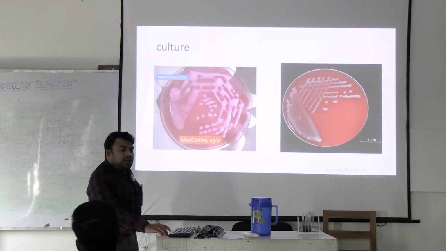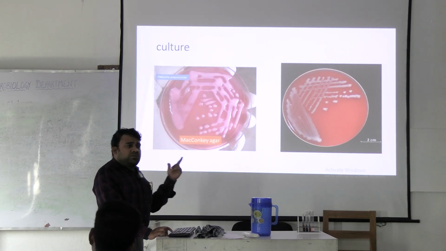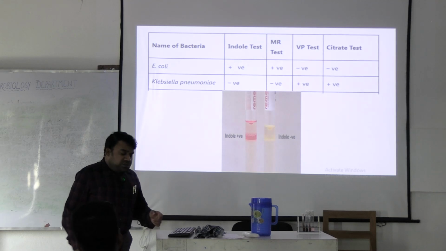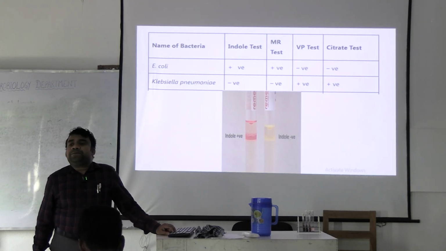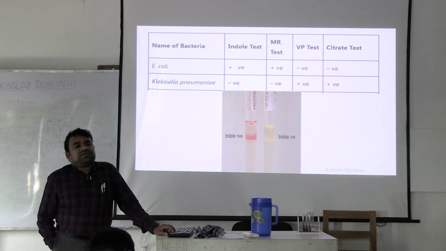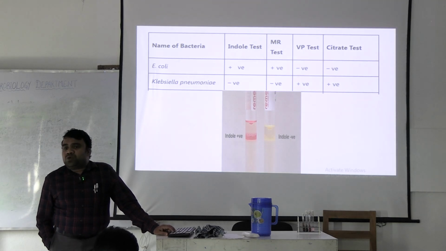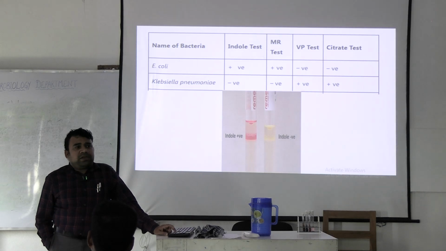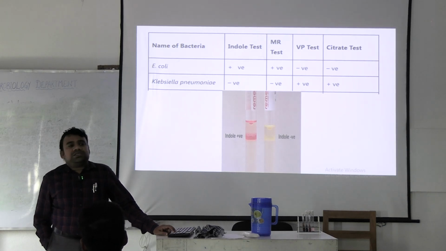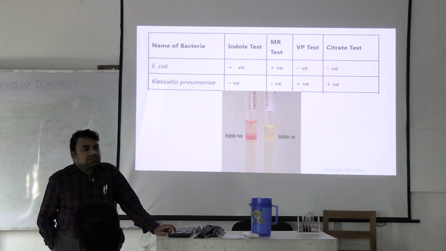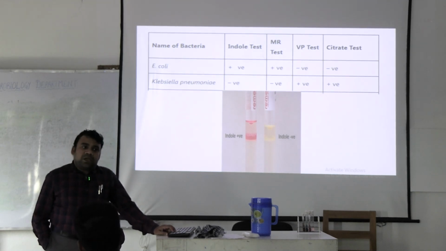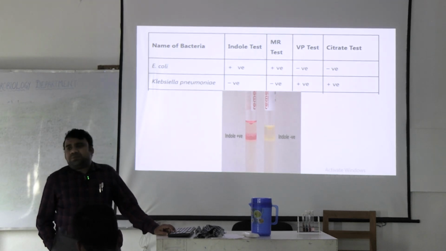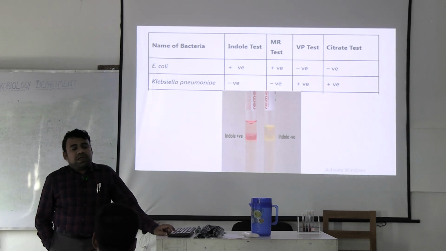By using the biochemical test, the one we have described. Furthermore, a very important differentiating point would be, like in the last class I have shown you, E. coli is motile. You all remember the hanging drop preparation? Now Klebsiella is a non-motile organism. So even based on motility, we can differentiate. Okay. So these are the many points by which we can differentiate.